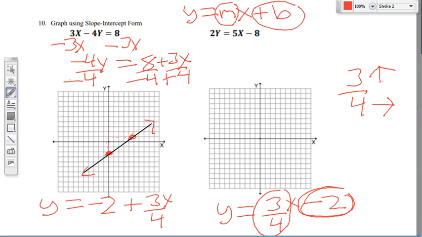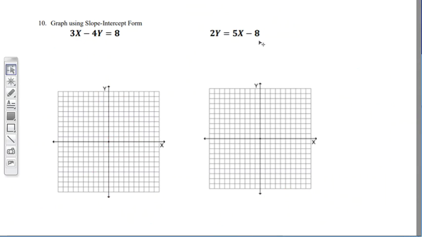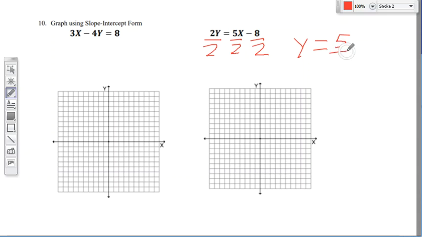Okay, let's go ahead and do the next one. I'm going to clear this one off. 2y equals 5x minus 8. Remember, as you go through these, you are checking to see if you did these correctly on your review. If you didn't, you are going to circle them, and those are the ones that you know you need more help with. So y equals 5/2 times x minus 4. This is now in slope-intercept form.